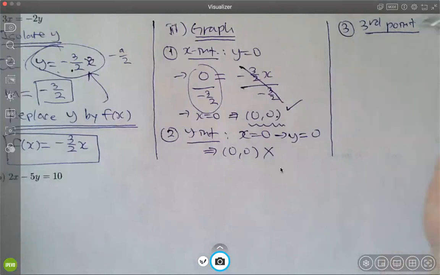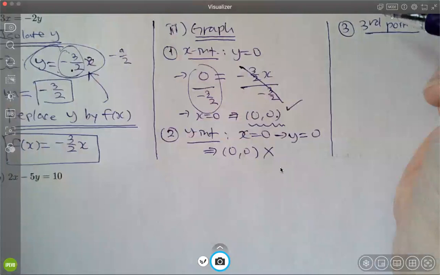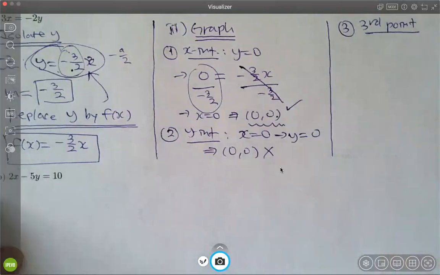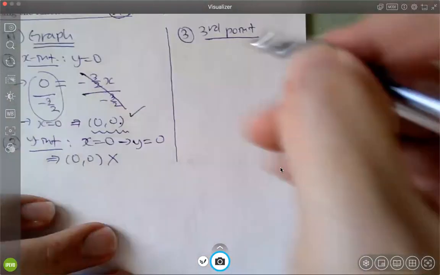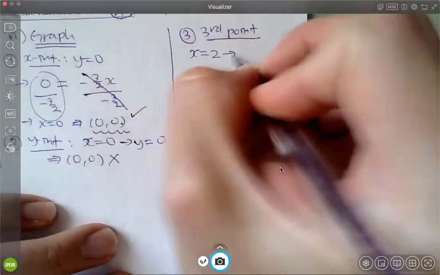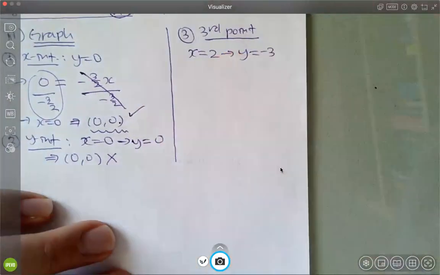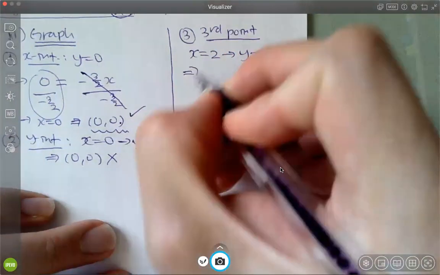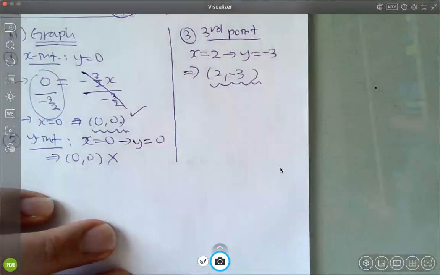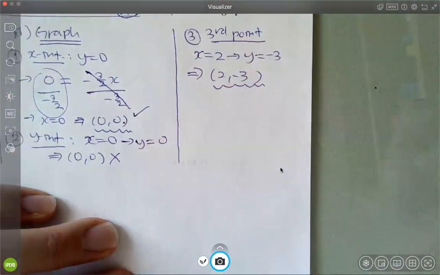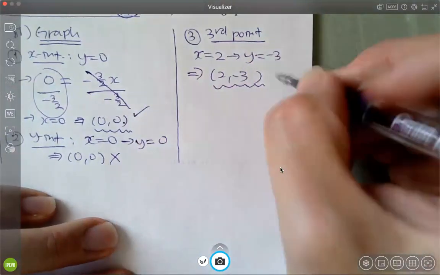So you have to somehow remove this fraction -3 over 2, right? So what can you plug into x? 2, yes. Now when you plug in 2, what do you get? Just -3, right? So when x is equal to 2, you get y is equal to -3. So what does that mean? The ordered pair is what? 2 comma -3, which is another nice point.